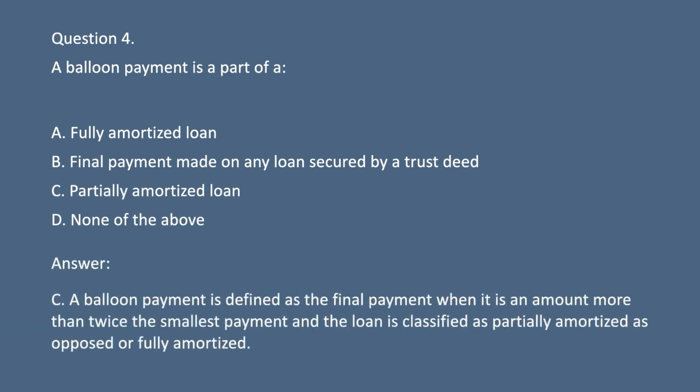A balloon payment is defined as the final payment when it is an amount more than twice the smallest payment, and the loan is classified as partially amortized as opposed to fully amortized.